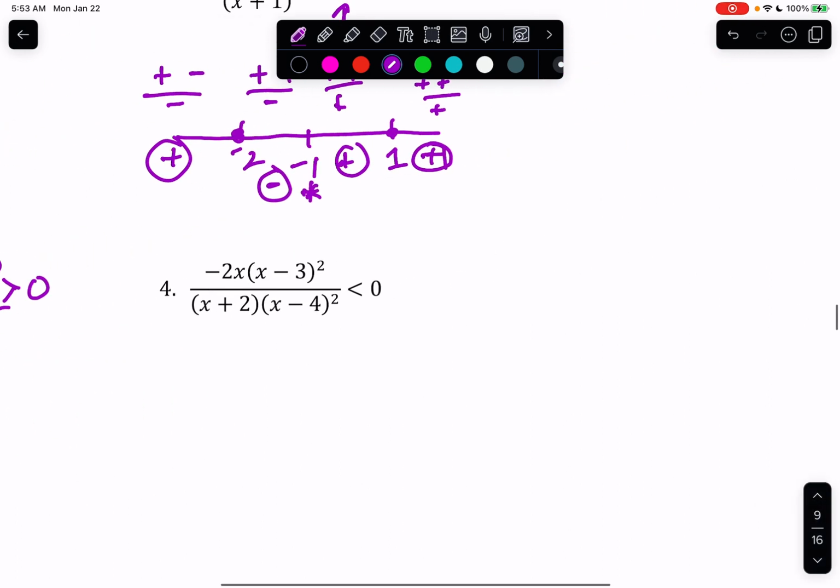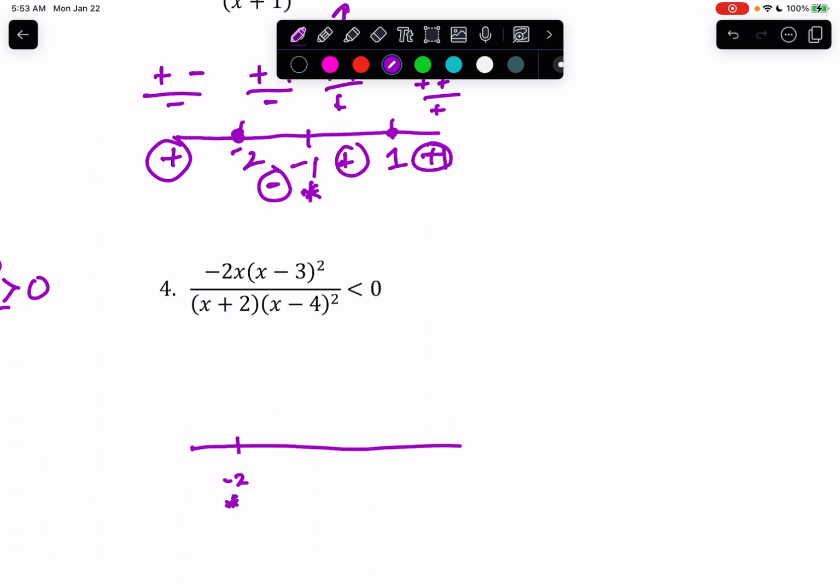And number 4 on this page, okay, I have everything factored. So I have an asymptote at negative 2. I have 0 is a 0. I have 3 is a 0. And I have 4 is a 0.